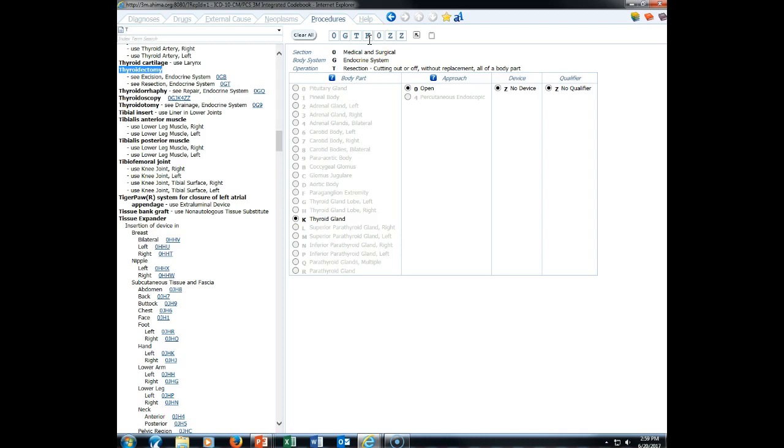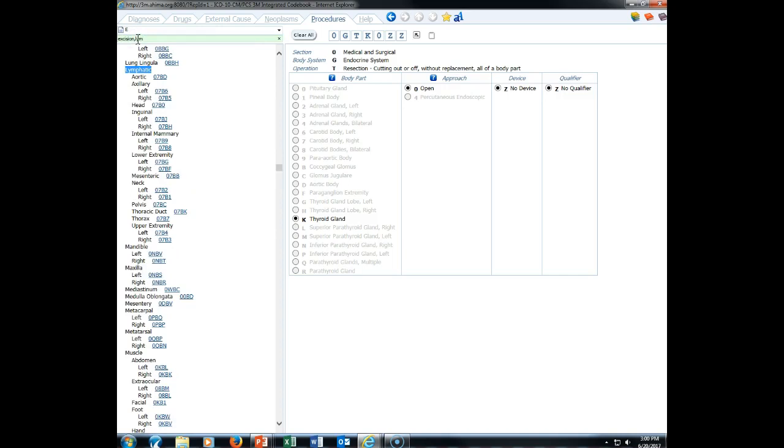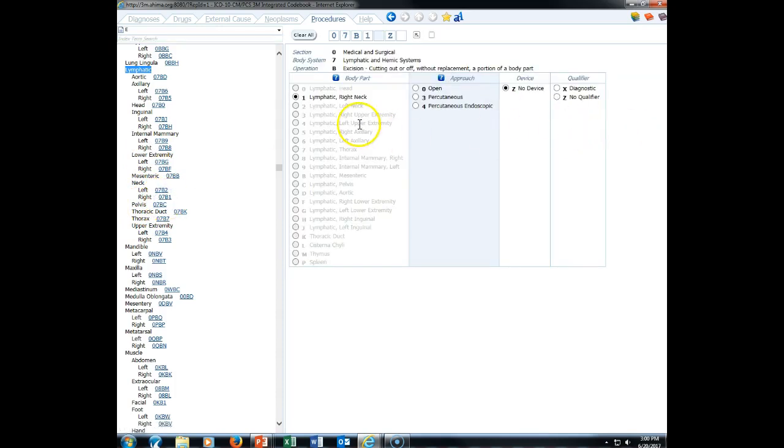And then we have to do the excision of the lymph nodes because we did not take out an entire chain. And we are taking out, so we go to excision, and then we want lymph nodes, and these were in the neck, and they were actually on the right side of the neck, so we do neck, and then right, 07B1, and this was open, and this was diagnostic. So there are our codes for the thyroidectomy.